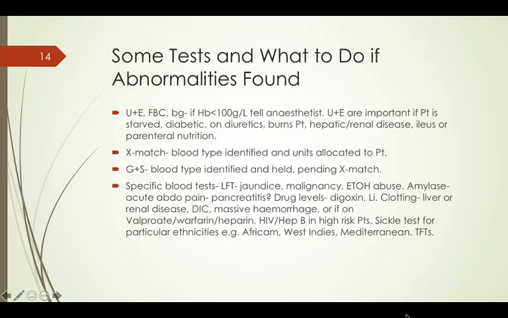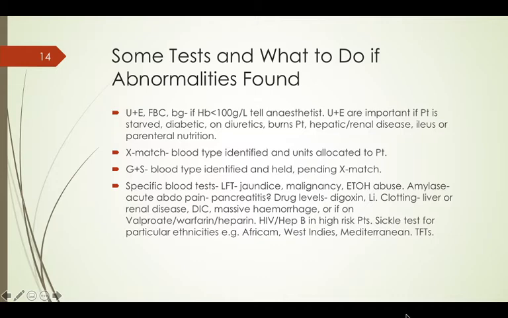So you do those tests, which I mentioned in that checklist earlier, and you find some abnormalities. So what do you do then? So you do things like, as I said, full blood count, urea, electrolytes, blood glucose. If the patient is anaemic, you need to tell the anaesthetist.